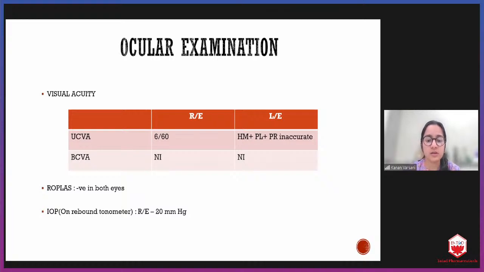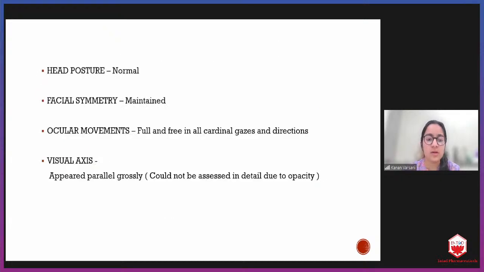On visual acuity, in the right eye it was 6/16, not improving. In the left eye, it was hand movement, PL present, and PR inaccurate, not improving on pinhole. Rho plus was negative in both eyes. IOP, taken on rebound, in the right eye was 20 mmHg. Head posture was normal, facial symmetry was maintained, and ocular movements were full and free in all cardinal gazes and directions. Visual axis appeared to be parallel grossly, as it could not be assessed in detail due to corneal opacity in the left eye.